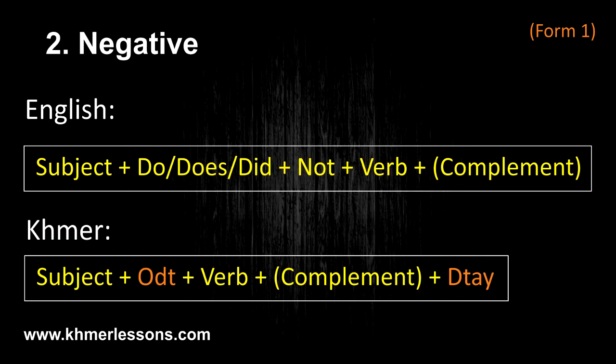In Khmer we use this, you see, with the orange color: ot and te. When you make a negative form in Khmer with the auxiliary verb do, does like this, this is the form you have to use. We say ot blah blah blah te. So subject, ot, verb, complement, and then finish with te. Now let's see an example.